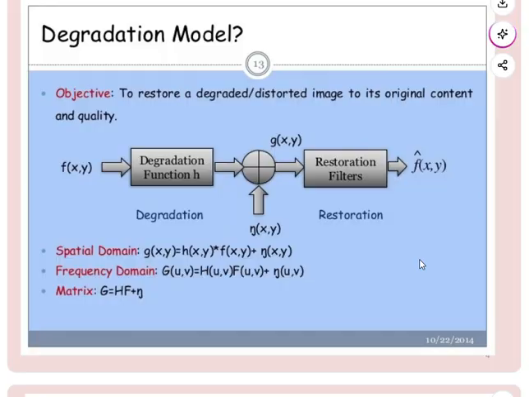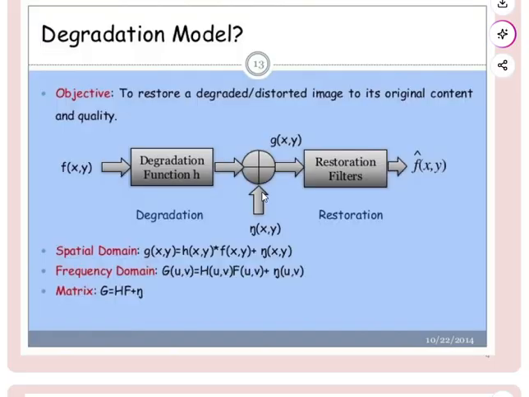Next is the degradation model. The main objective is to restore a degraded or distorted image to its original content and quality. So f of x comma y is the input function, that is the image, and h is the degradation function, along with the noise, that is n of x comma y, and the restoration filter, that is g of x comma y. The output that is obtained is f cap of x comma y. In the spatial domain, it will be represented as g of x comma y is equal to h of x comma y into f of x comma y plus n of x comma y.